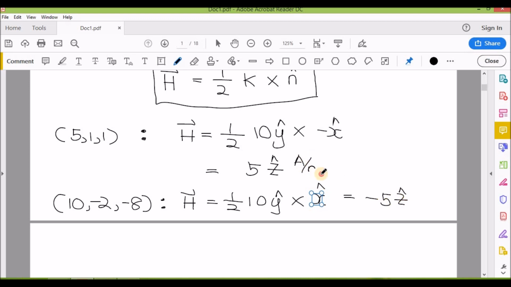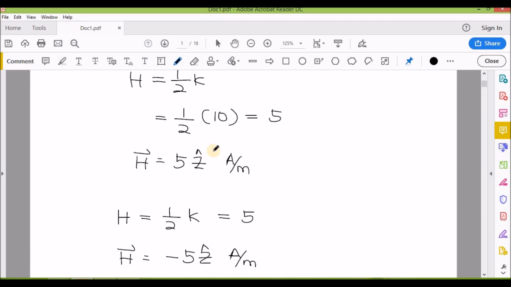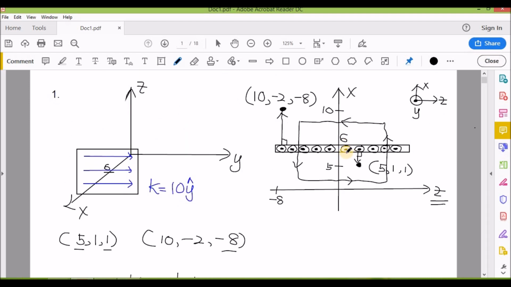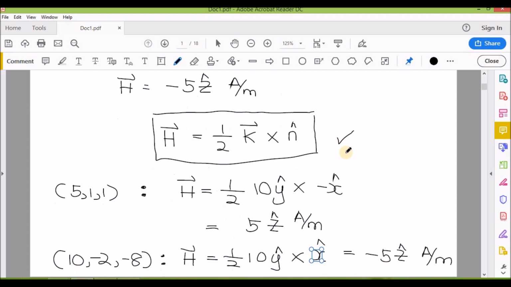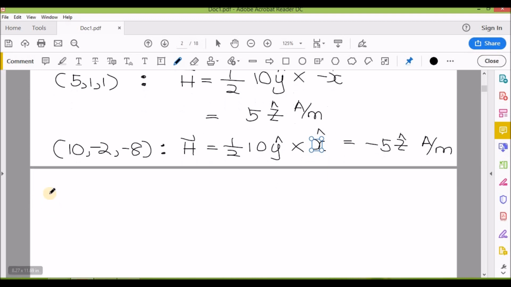This is their unit. So this is the second method for you to determine the direction of the magnetic field. In the exam, you can pick this method, or you can pick this method, depends on you. So this one is a very simple example to calculate the magnetic field from an infinite surface.